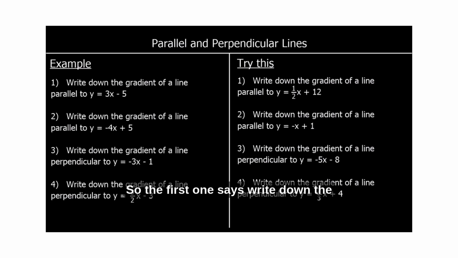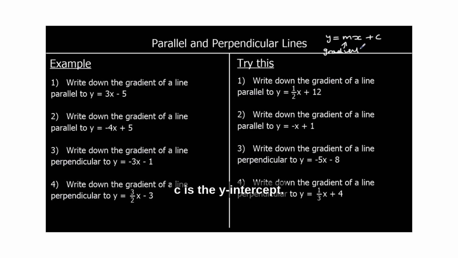So the first one says write down the gradient of a line parallel to y equals 3x minus 5. So the equation of a straight line is in the form y equals mx plus c, where m is the gradient and c is the y-intercept. So the gradient of y equals 3x minus 5 is 3. And a parallel line will have the same gradient. So any parallel line will have a gradient of 3.